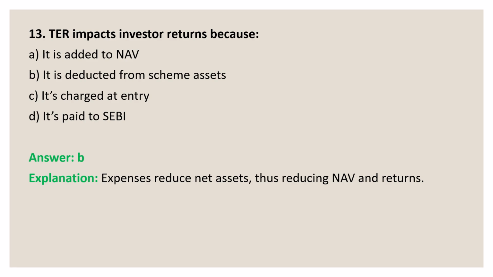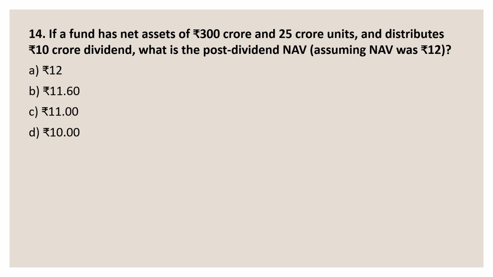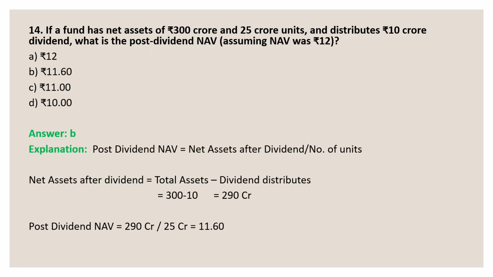Next question. If a fund has net assets of 300 crore and 25 crore units and distributes 10 crore dividend, then what is the post-dividend NAV? Assuming NAV was 12. Option A 12, option B 11.60, option C 11, and option D 10 rupees. Correct answer is option B 11.60.